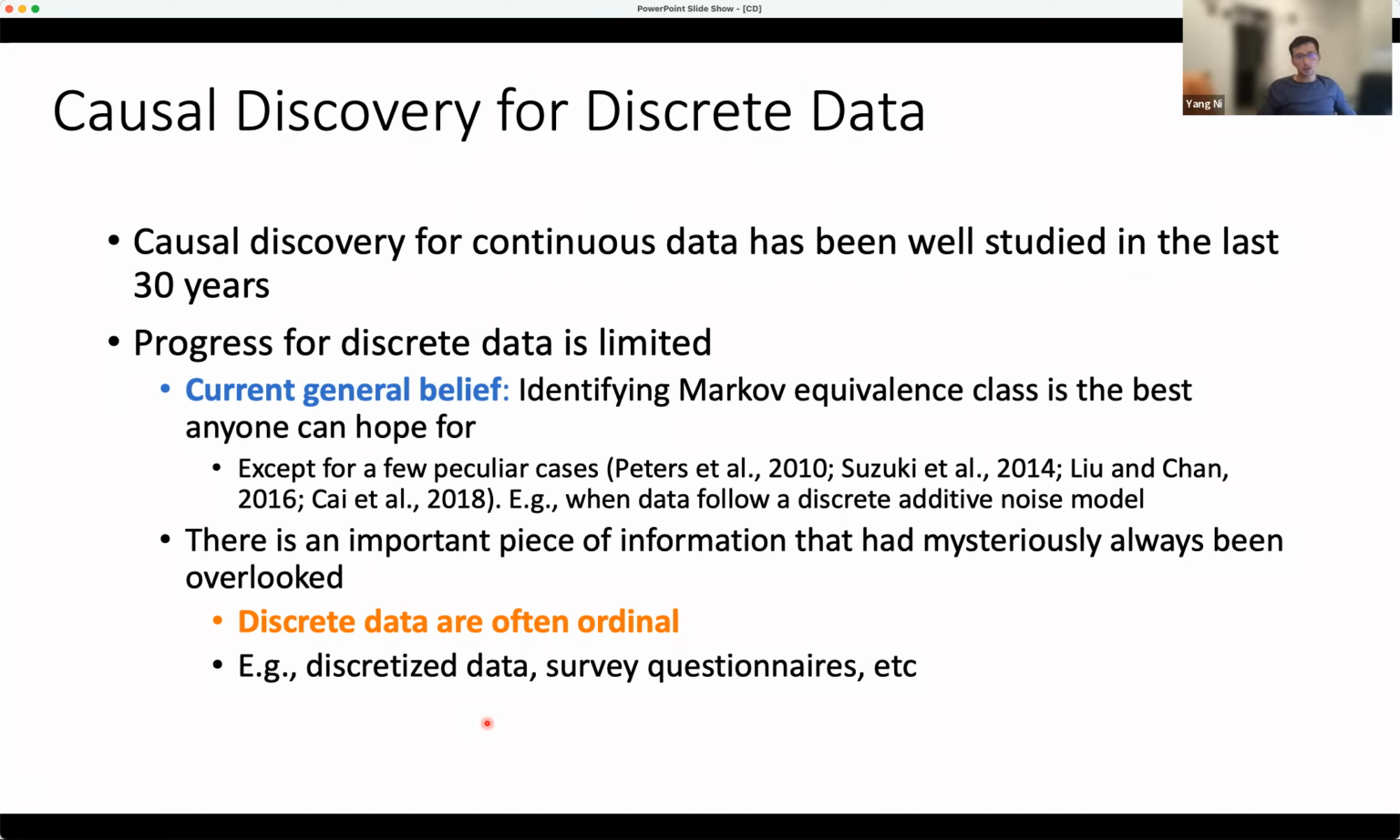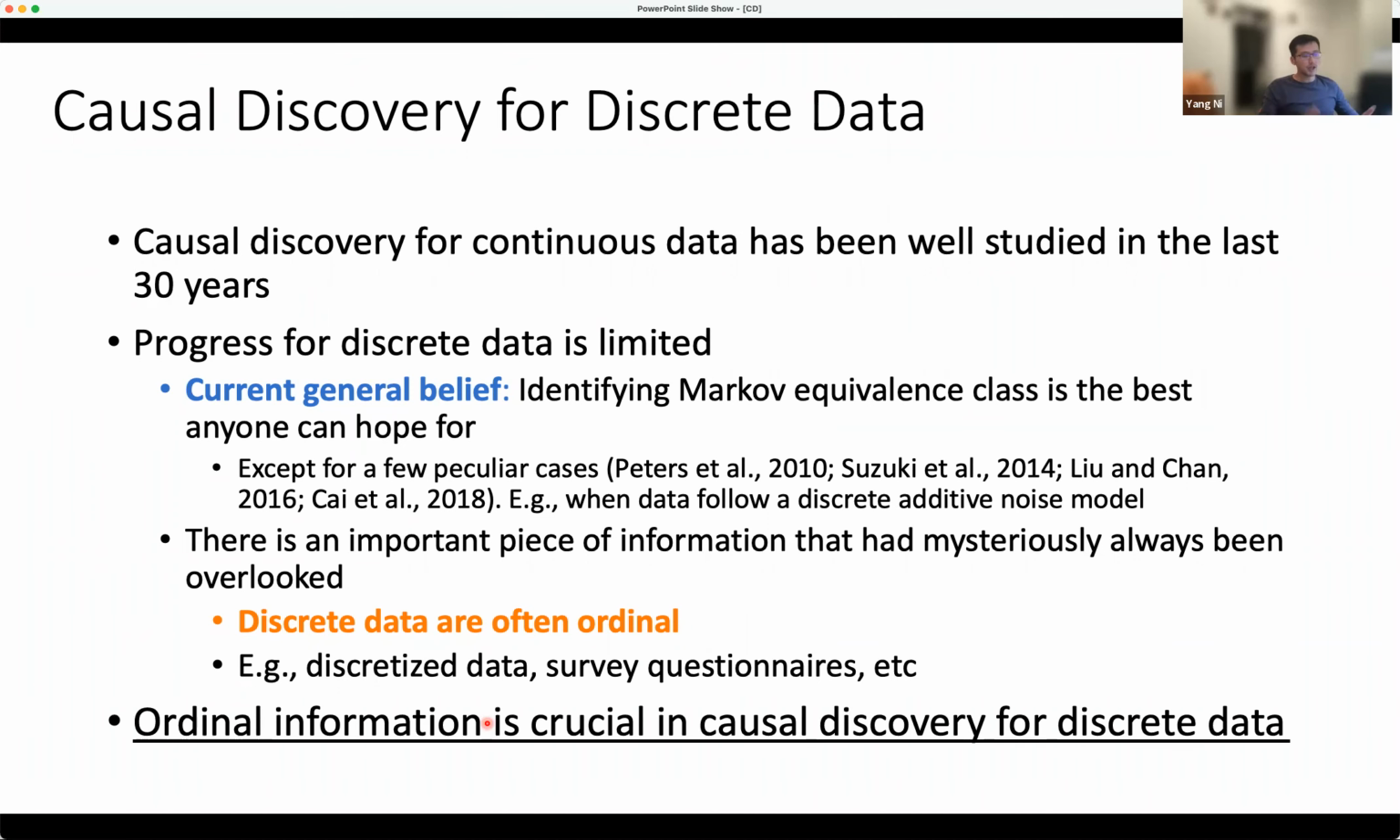So why not take into account this ordinal information when building your causal graph? For whatever reason, nobody has ever looked at this ordinal information in the causal discovery literature, which I found very, very surprising. So the main contribution of this work is to convince people that one should not discard ordinal information for categorical data if they are ordinal. Ordinal information is in fact absolutely crucial in causal discovery for discrete data.